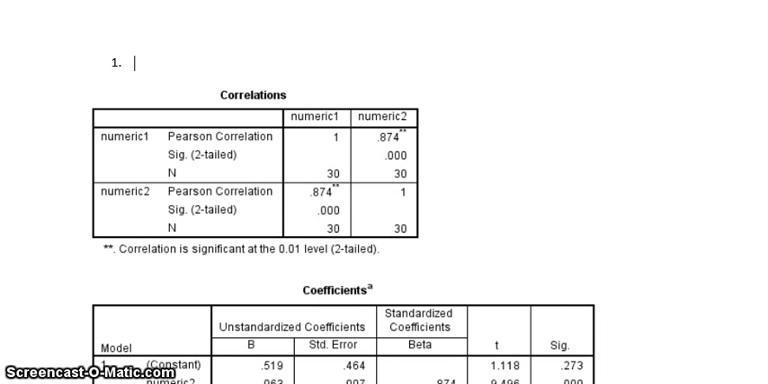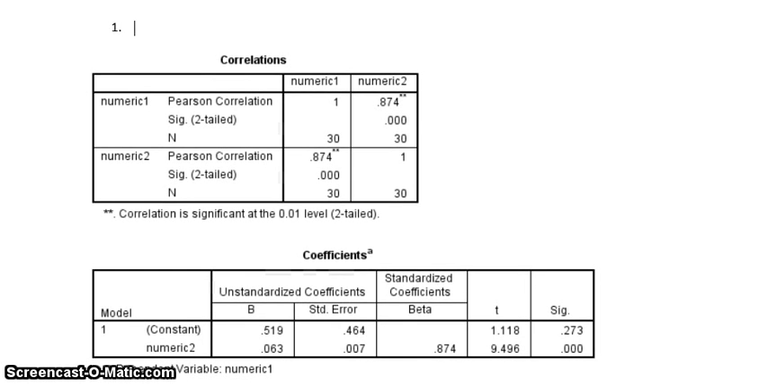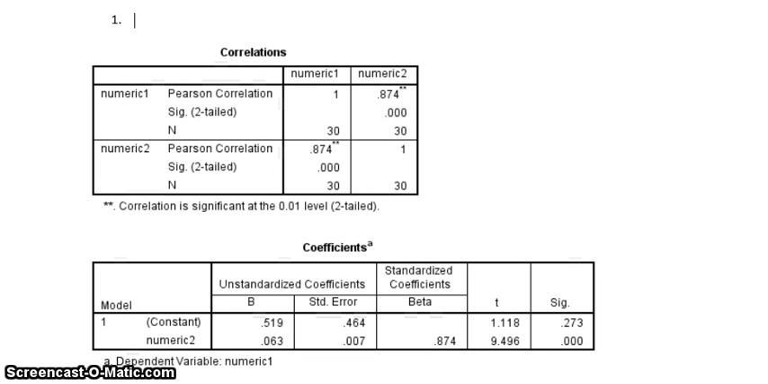Alright, so the first question that you're going to need to answer on the assignment is you're going to be given a correlation test here. So this is one I just made up. You've got two variables, numeric 1 and numeric 2, and according to this correlation matrix here, the correlation between them is 0.874. So that's a strong positive correlation. So that's the first thing you're asked to do.